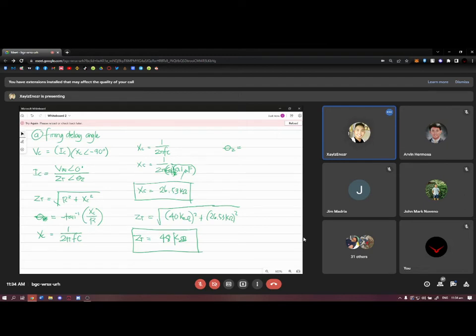Okay. Theta Z or the phase ng ating impedance, that is negative arctangent XC, that is 26.53, all over R, 40K. So ano yung ating theta Z or the phase ng impedance natin?